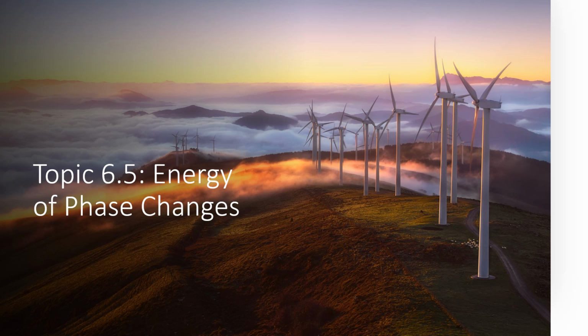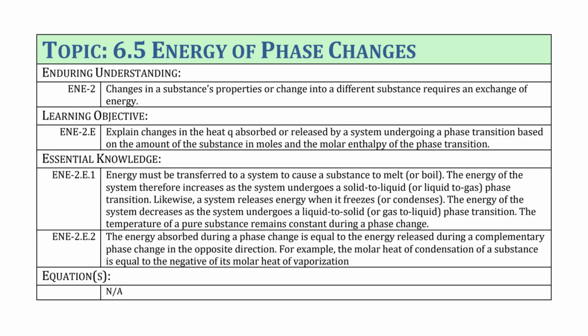This is topic 6.5 AP Chemistry, Energy of Phase Changes. The objective is to be able to explain the changes in heat absorbed or released by a system undergoing a phase transition based on the amount of the substance in moles and the molar enthalpy of the phase transition. You don't really need to use an equation, but I suggest you write this one down.